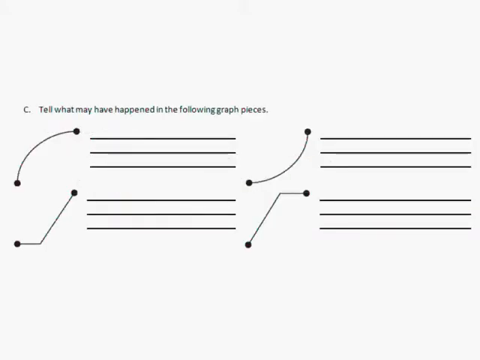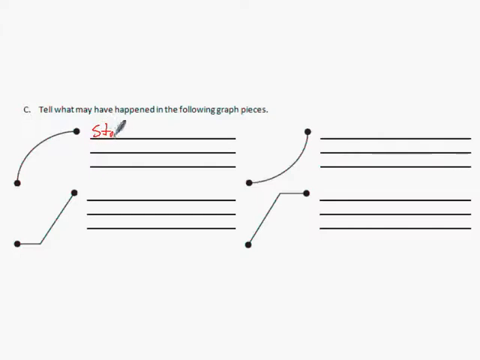Let's move on to the bottom of the front page, sorry. Tell what may have happened in the following graph pieces. So let's say our graph looked like these pieces, in the sense that they're still on a bike ride. On this first one, it looks pretty steep, and then gets shallower and shallower. Well, if you remember right, the steeper the graph is, the faster they are. So they start out really fast, and then it looks like they slow down.